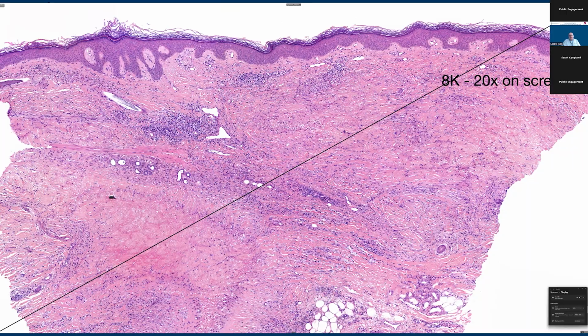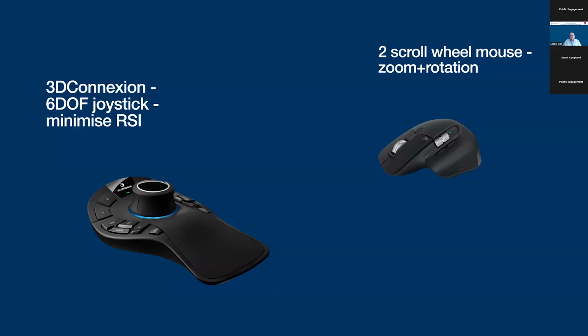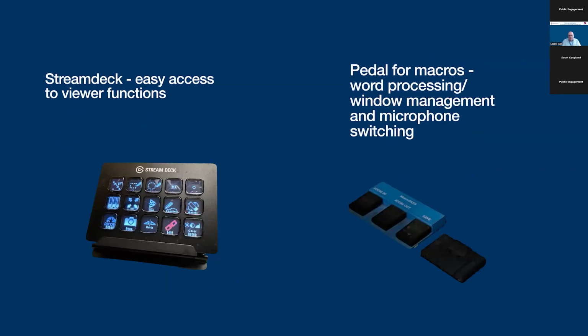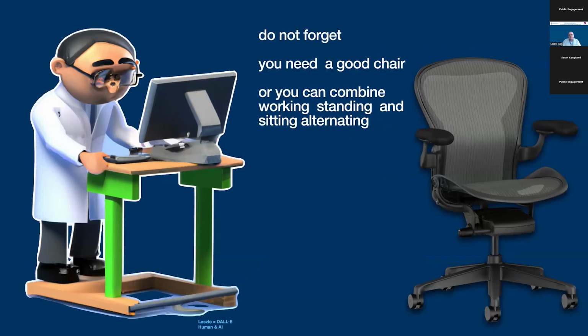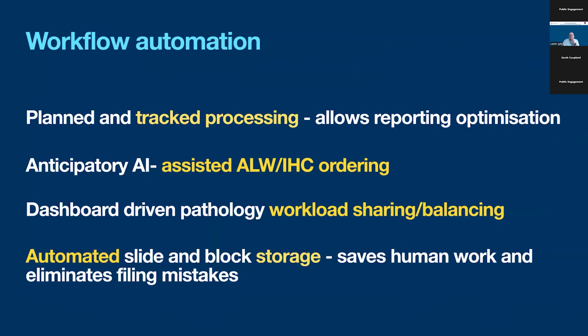A couple of devices: the 3D connection, a mini joystick that enables you to move around without RSI, the wheel mouse, the previously mentioned Stream Deck with the different icons on it, and the pedals. And I did mention the chair. Sit-stand desks are also important. My desk, which wasn't apparent from the photograph, can be lifted together with all of the computing. It's very helpful because it is better for your back and your legs.